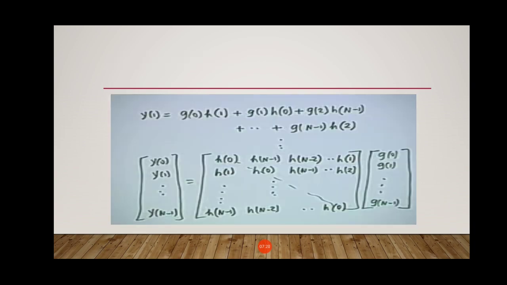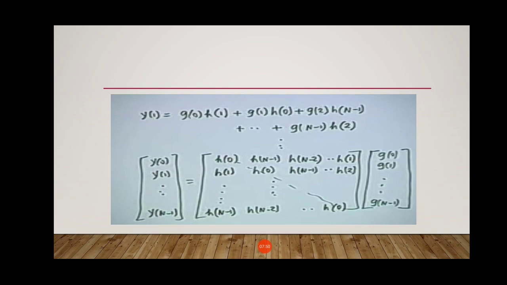Similarly, if we now change n to 1, then we have y of 1 is equal to g0 h1 plus g1 h0 plus g2 h of N minus 1. In this way, the last term would be g of N minus 1, h of 2. So in this way, we can also find out y of 2, y of 3, and so on. The last term would be y of N minus 1.